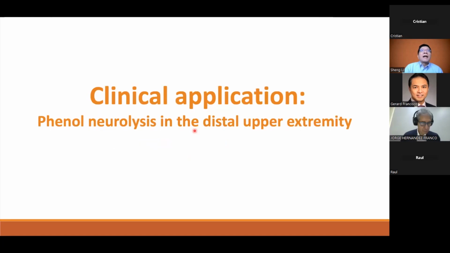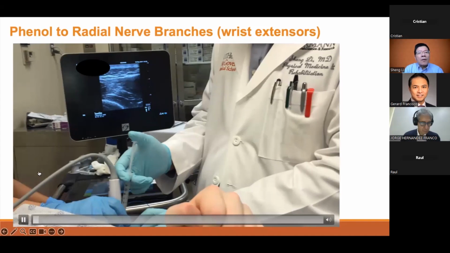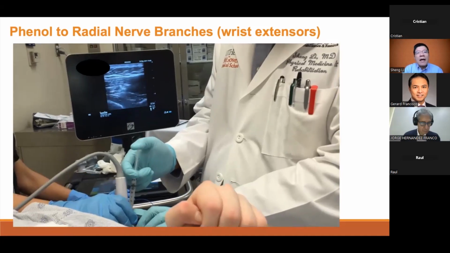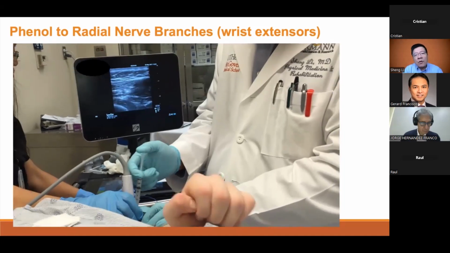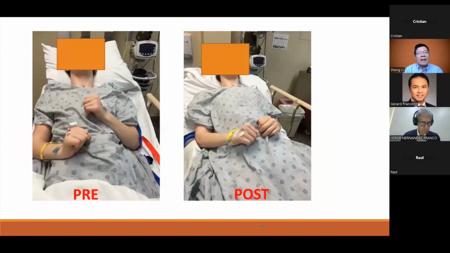With the combined use of ultrasound and e-stim guidance, the application of phenoneurolysis has been expanded more to the distal upper extremity. As we can see here, I was performing phenoneurolysis to the radial nerve branch to the wrist extensors. With the ultrasound guidance, it's easier for me to localize where the nerve branch is located, and with the e-stim guidance, I can confirm the location with the wrist extension response. And here is the outcome after this procedure.